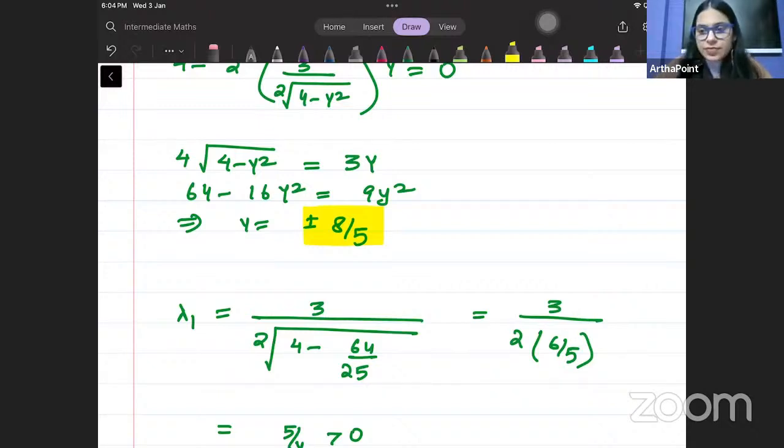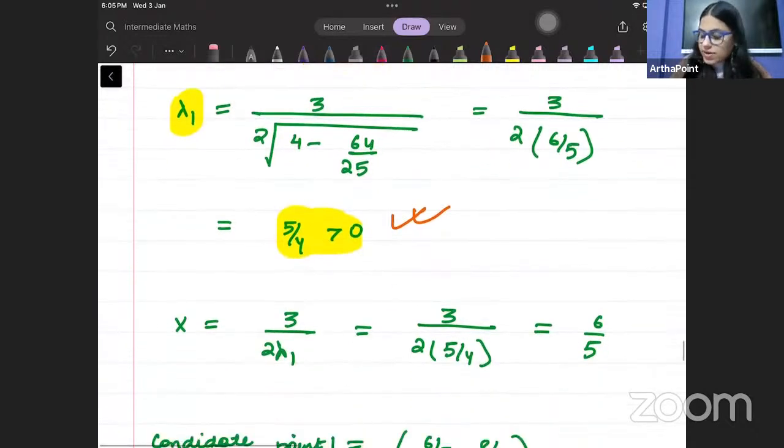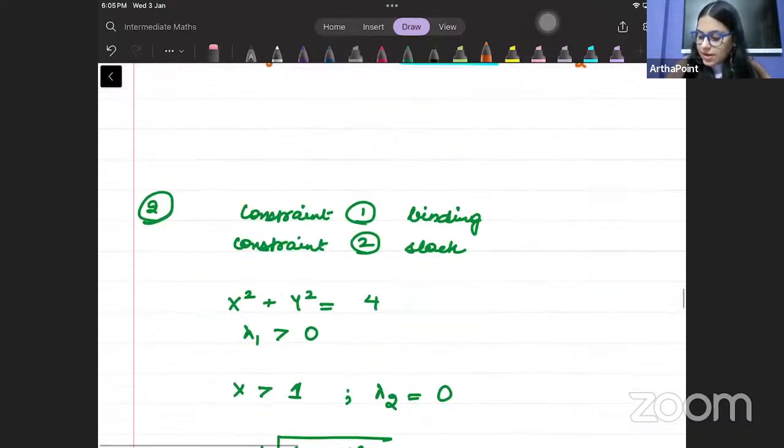Now you have got y. You can get back lambda 1 from here. So when you solve for lambda 1 using that equation, you will get 5/4. This is what we wanted. We wanted that lambda 1 should be positive. And we are getting lambda 1 to be positive, right? And we have got y as plus minus 8/5. So what is x going to be? Using our constraint, x will be 3/2 lambda 1. From here the value of x will come.